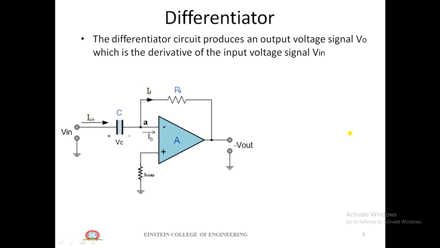So here the output voltage signal is the derivative of the input voltage signal. This is the operational amplifier circuit for differentiator. Here the input signal is given to the inverting terminal and the non-inverting terminal is connected to the ground. A capacitor C is connected to the inverting terminal and feedback resistance RF is connected between the output terminal and the inverting input terminal.